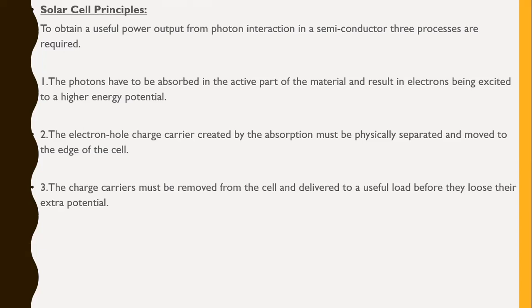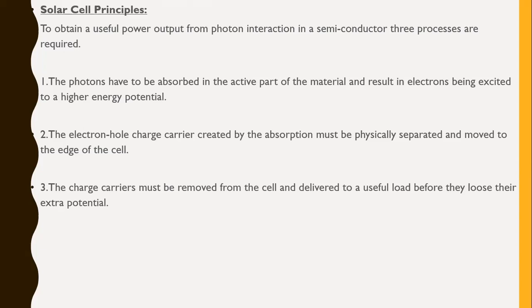Any edge, this side or that side, right side or left side, the electron hole charge carriers created by the absorption of these photons should be physically separated and should move to the edge of the cell. And the third process is that the charge carriers should be removed from the cell.